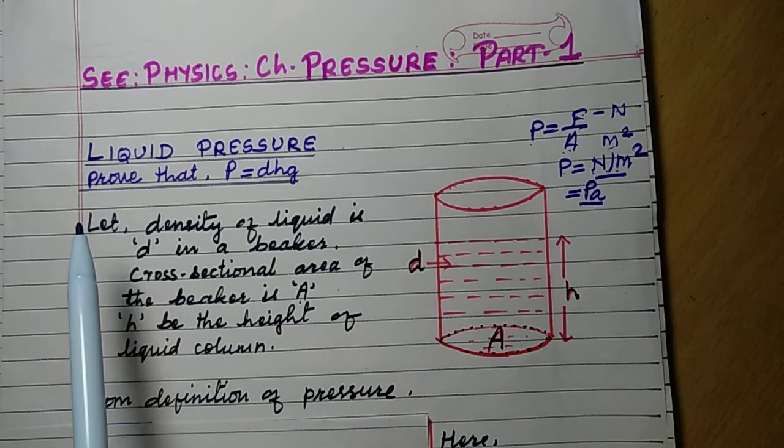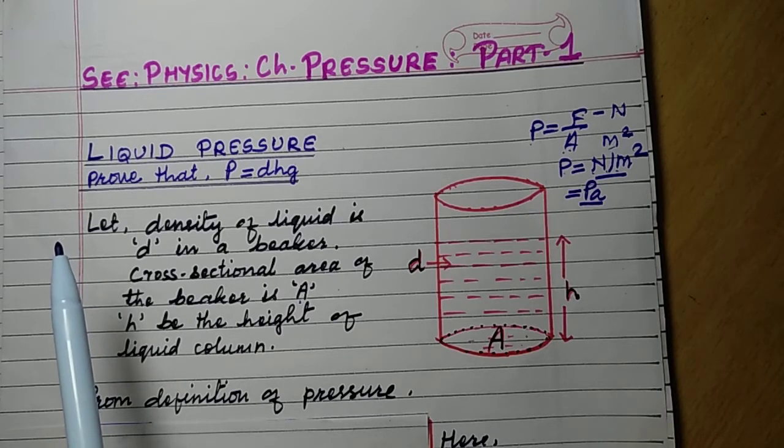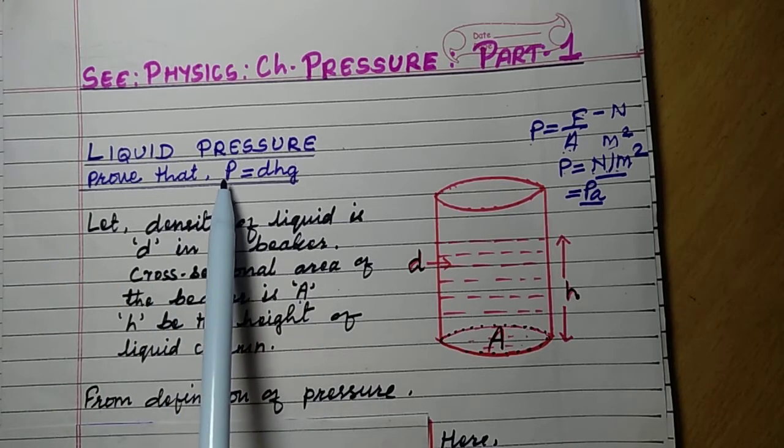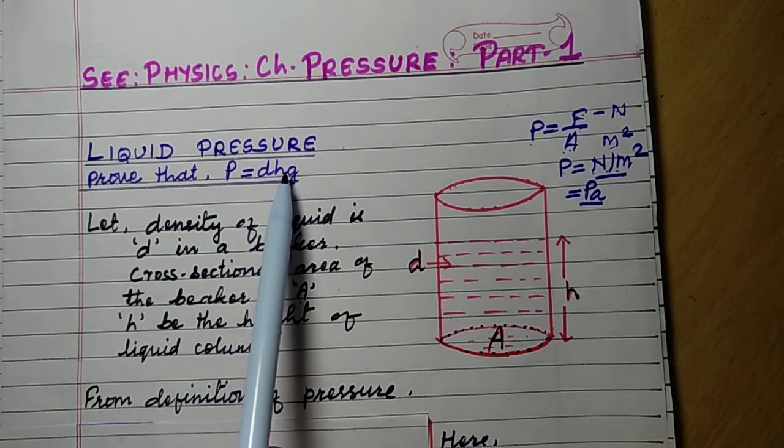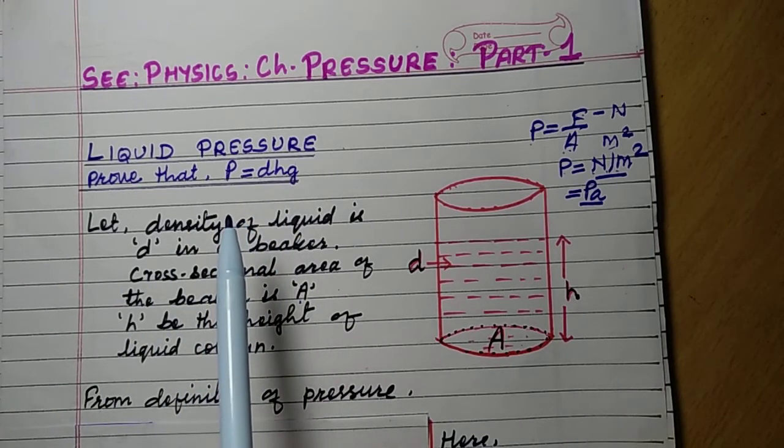Now here we are dealing with liquid pressure. Liquid pressure is pressure given by liquid. And liquid pressure is expressed by formula P equal to dHg. Now we will see how this formula is derived here. Okay, so we are dealing with liquid pressure.